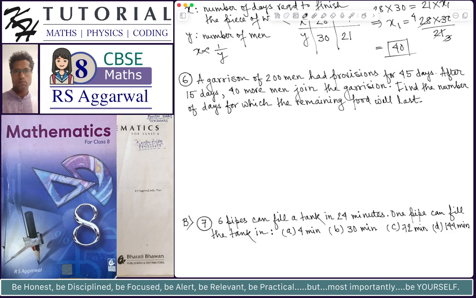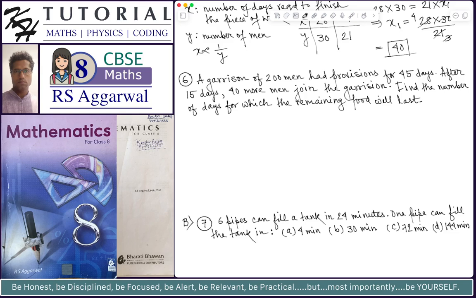So this is about a number of men, provisions, and the number of days. The provision means the food. The amount of food is constant. So for a constant amount of food or provisions, it is saying that that food will last for 45 days if the number of men in the garrison is 200. Now it is saying that after 15 days, 40 more men join the garrison.